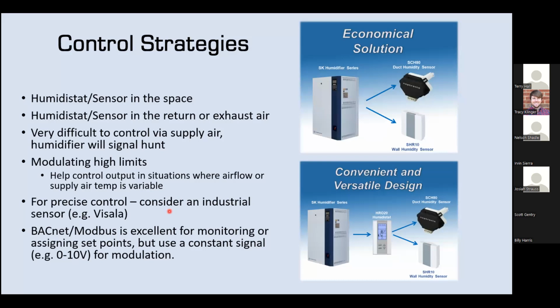Where to put your controls? It's very difficult to control on supply air. What will happen is if you produce steam, your duct humidity is going to go up, and you're going to hunt around for signals. So it's better to average that, have the space get an average of what's in the space, and then use the return air or a space stat to control.